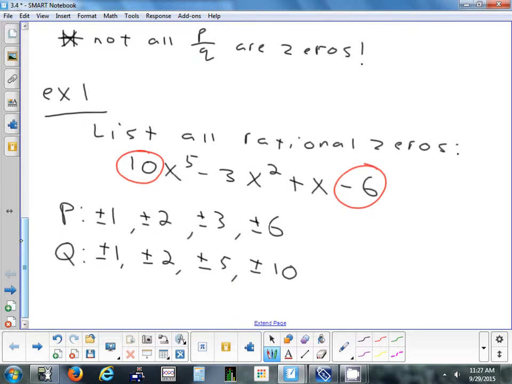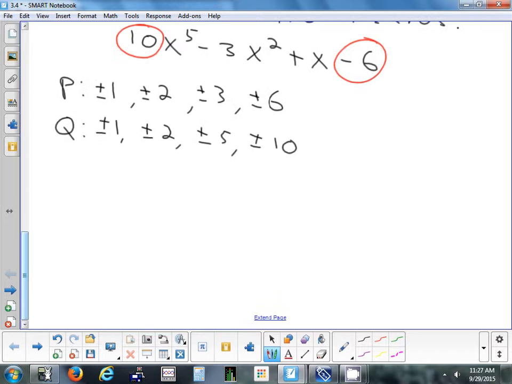Okay, so now what we're going to do is make a list of every possible combination we could have of P over Q. We just need an organized way to go through it. Let's start with the first one in P, and put that over every denominator in Q. So we could have 1 over 1, 1 over 2, 1 over 5, and 1 over 10. And all those are positive or negative.